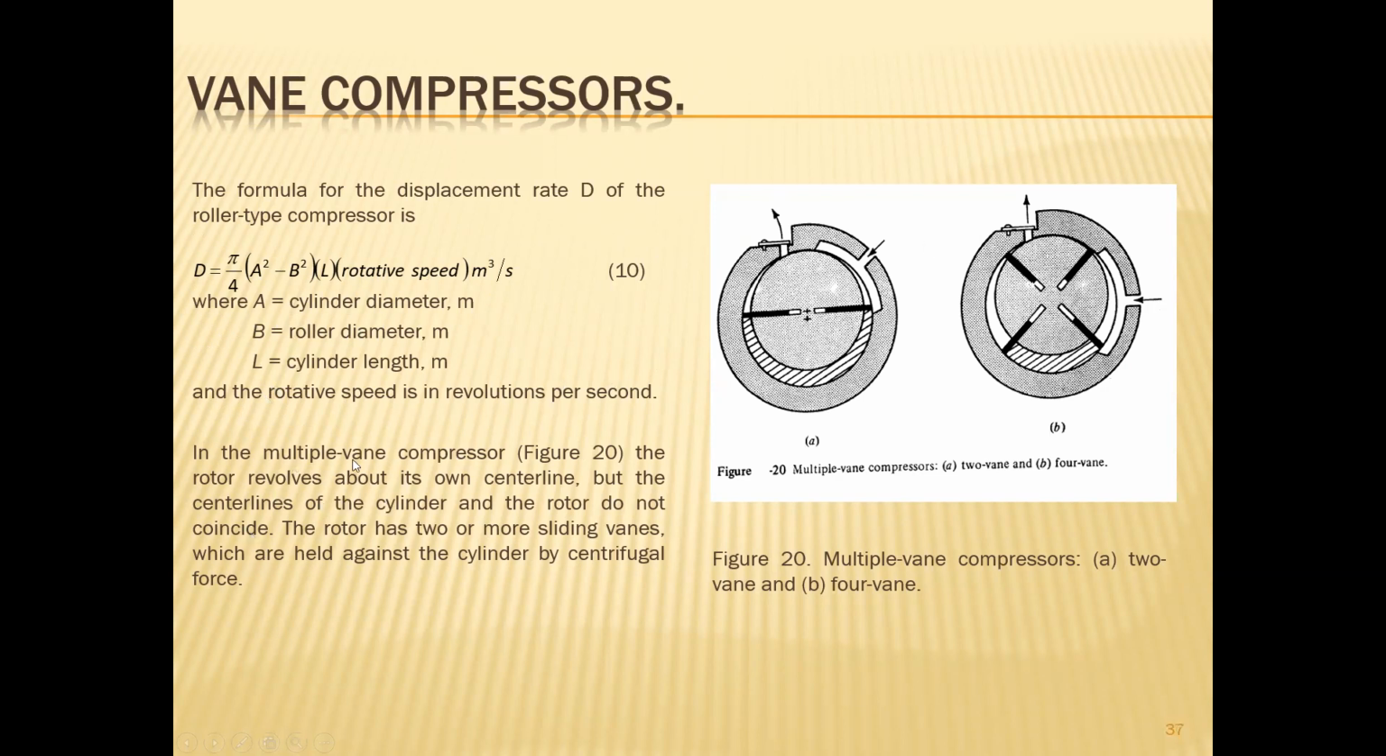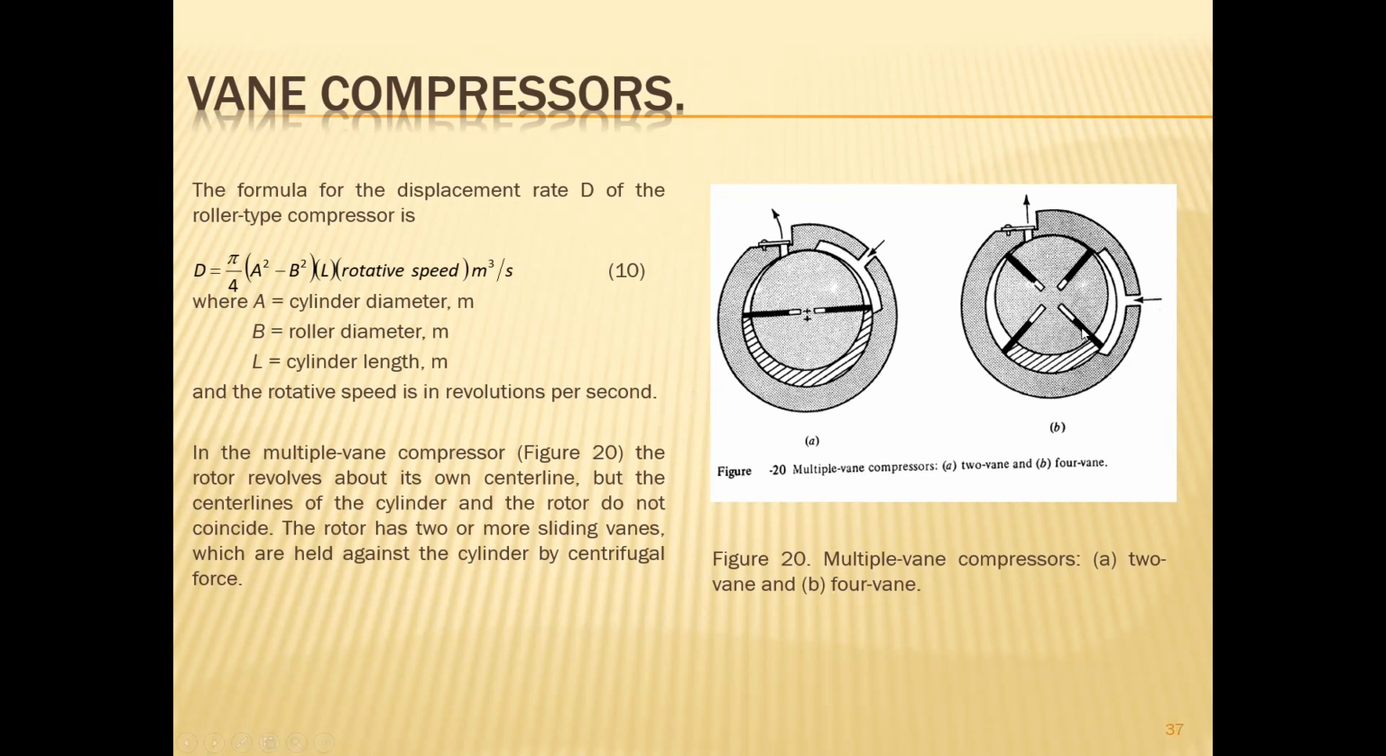Now, in multi-vane compressor, ito, the rotor revolves about its own center line, but the center line of the cylinder and the rotor do not coincide. So the rotor has two or more sliding vanes which are held against the cylinder by centrifugal force.